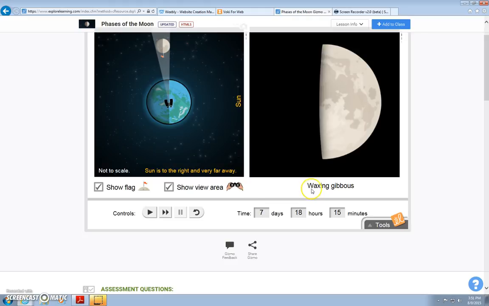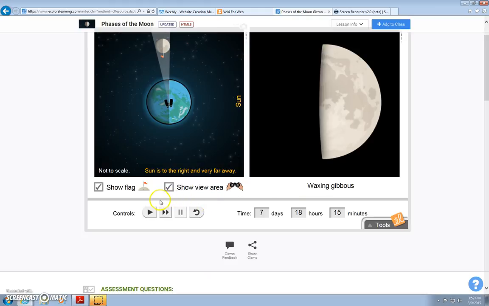As you can see, below the image of what you're seeing in the night sky is also the scientific term for what you're seeing. And while you do your independent practice, you're going to be using this terminology and looking for patterns in how and why we are using the word gibbous, what does waxing mean, etc.